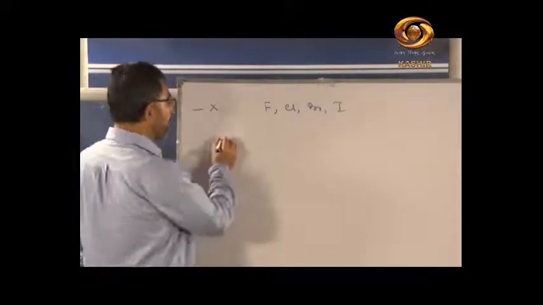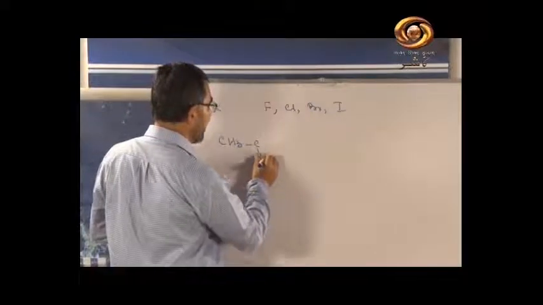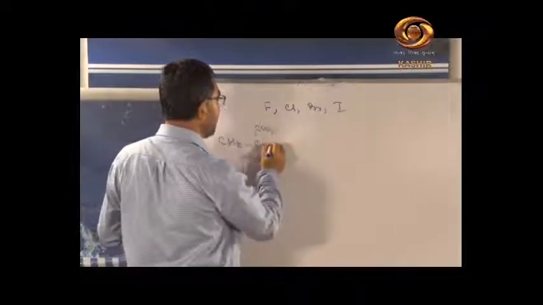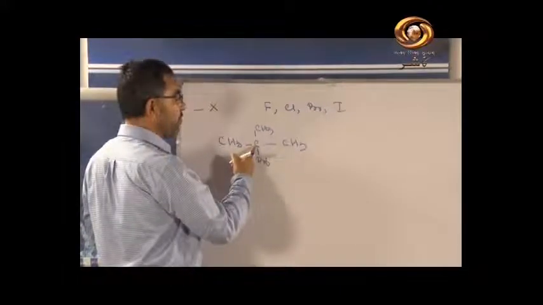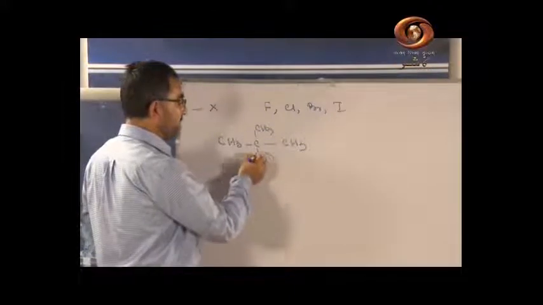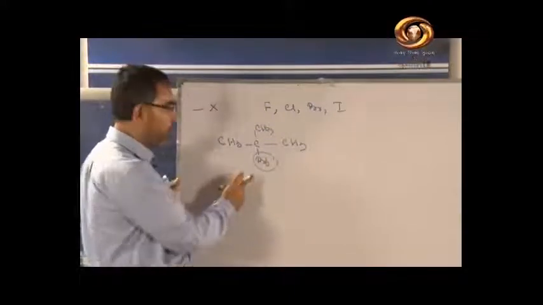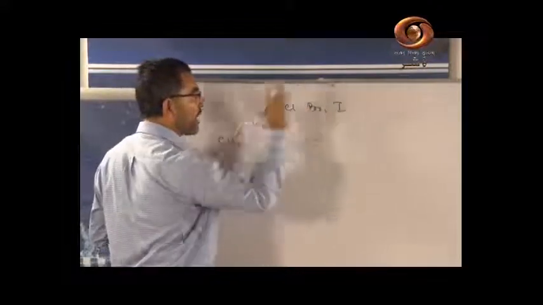You have the compound. Say if you write the compound CH3, C, Br, CH3, CH3. The name of the compound is 2-bromo, 2-methyl propane. Here, this is the bromide, bromo. This is abbreviated as fluoro, chloro, bromo, and iodo.